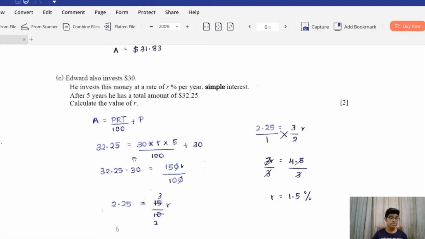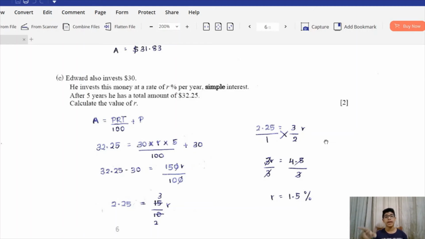We're collecting like terms. So 32.25 minus 30 is equal to 30 times 5, 150, 150 times R, 150R over 100. Subtract this, you should get 2.25, and that is equal to 15 over 10 R, because you simplify that, and that 15 over 10 is further simplified to 3 over 2 R. So 2.25 is equal to 3 over 2 R.